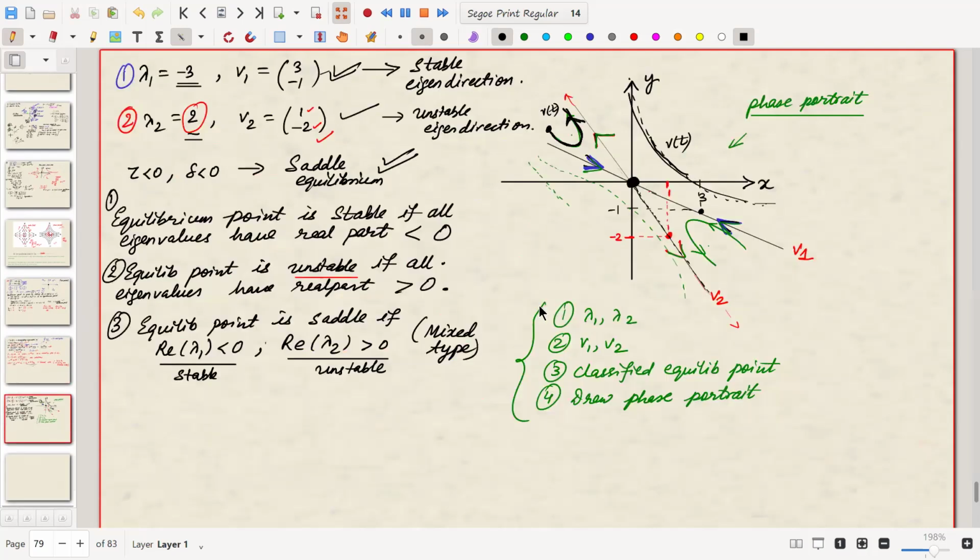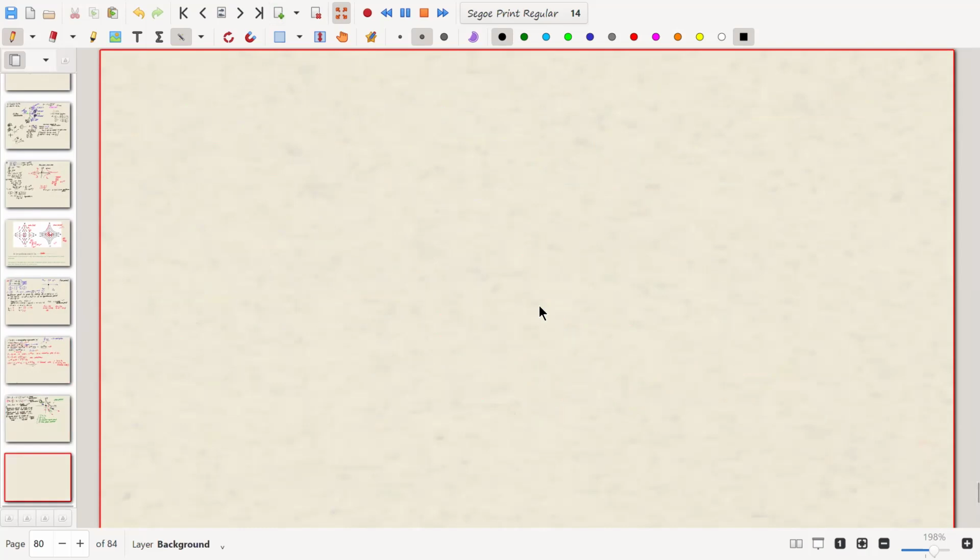Are you happy with that? Those who are not able to understand, it's given as example 7.5 in the notes. I will share this today itself.